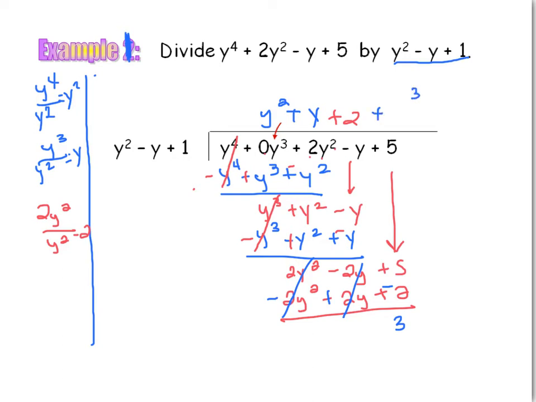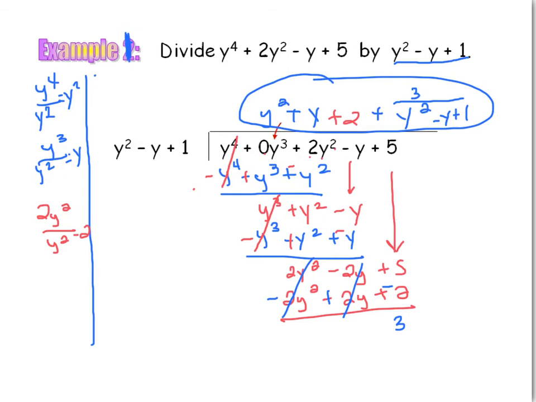we're going to put a fraction bar, and then all we do is copy this down: y squared minus y plus 1. And that's it. Looks kind of hard, but it actually wasn't too bad at all. So pretty cool. All right, let's look at the next.